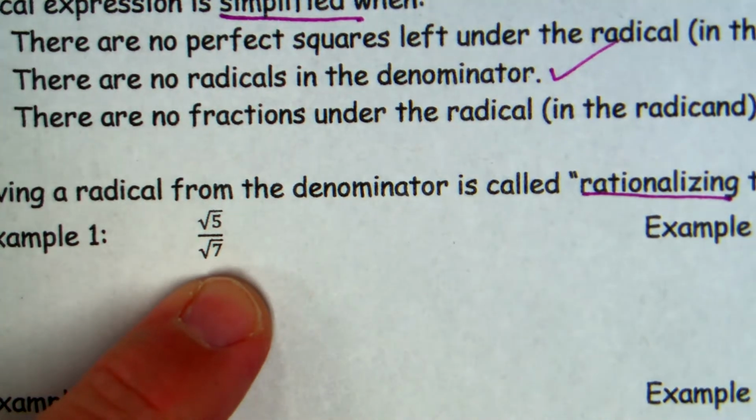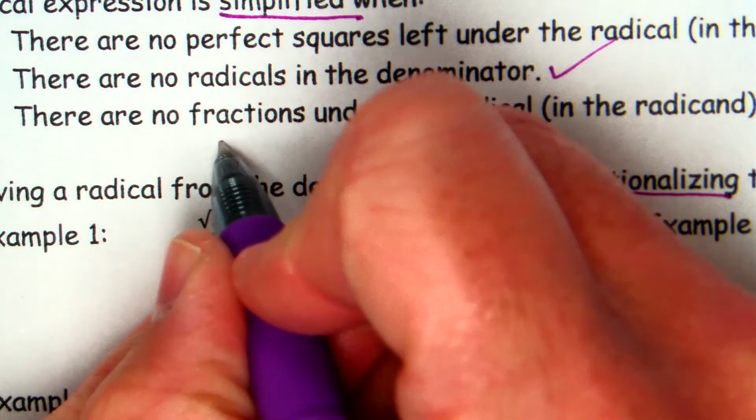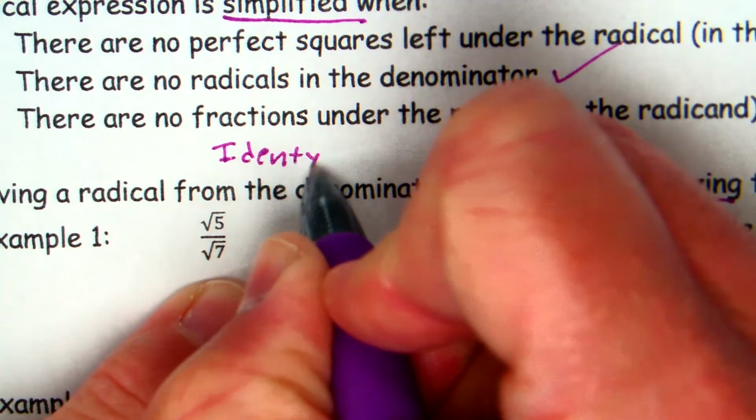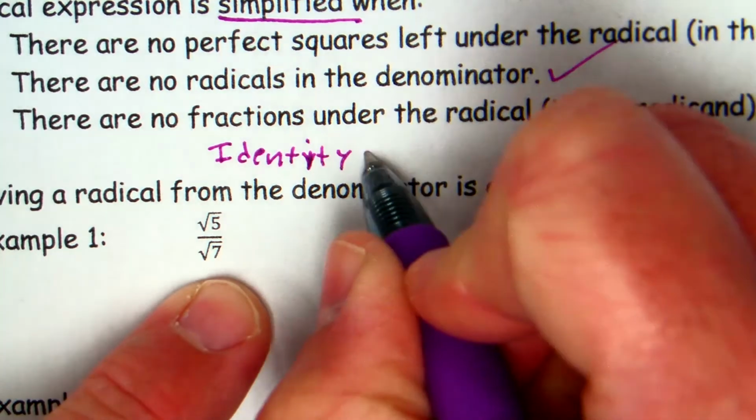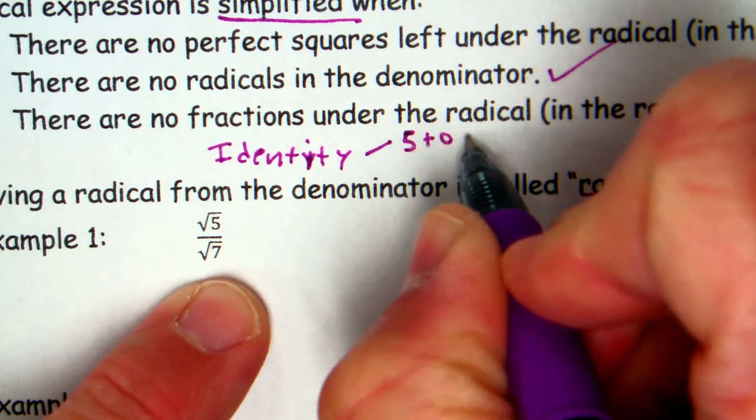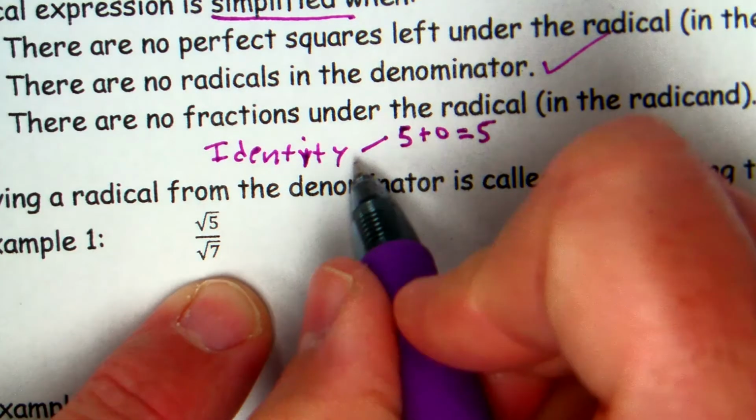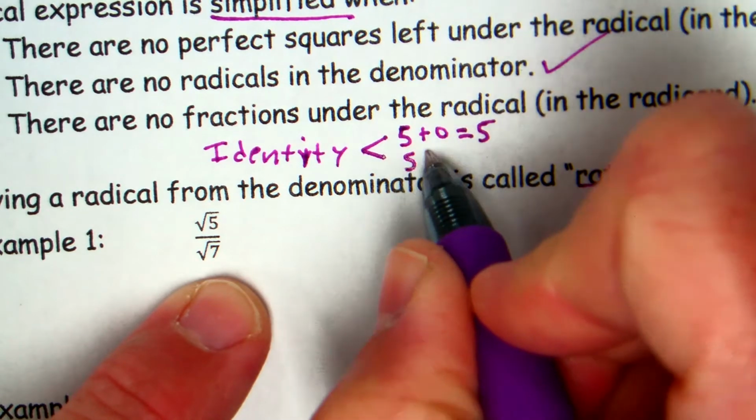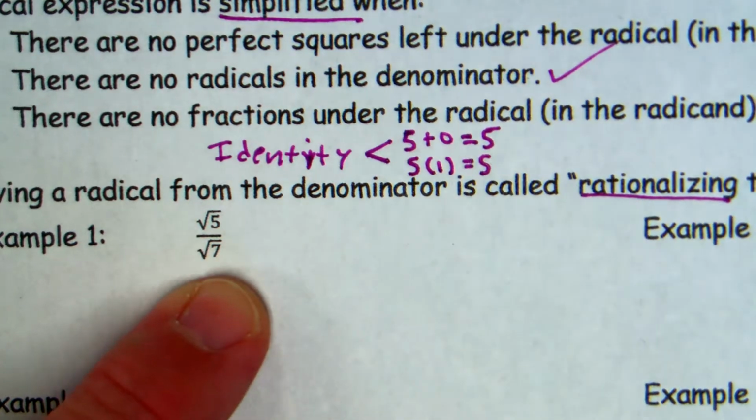I'm going to use a cool little trick involving the identity property, which says one of 2 things. The identity property of addition says if you have a number and you add a 0, the value of the number does not change. The identity property also says if you have a number and you multiply it by 1, the value of the number does not change.